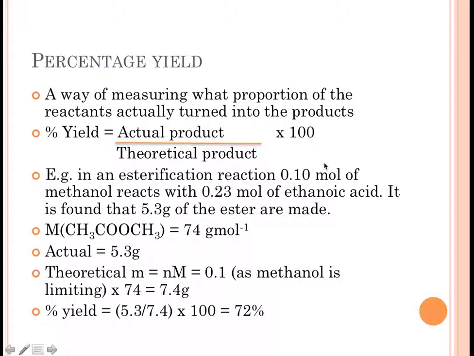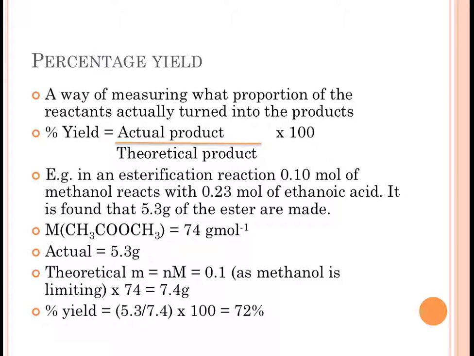So if we had an esterification and we had 0.1 mole of methanol reacting with 0.23 moles of ethanoic acid, and we find out that we make 5.3 grams of the ester. 1 to 1 ratio, so we know our methanol is limiting. Okay, we need to find out what our theoretical product yield is. So we do, the mass is going to be equal to the amount in mole of the ester we're going to make times the molar mass, okay, which is the same as the molar mass of the methanol because it's our limiting reagent and because it's a 1 to 1 ratio in our equation.